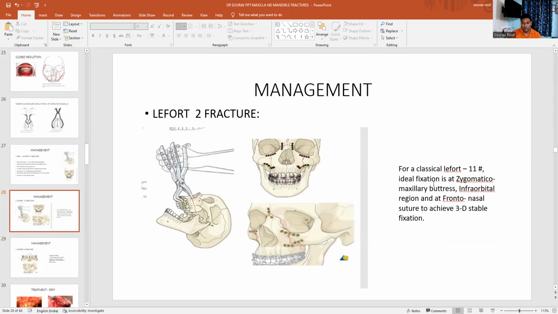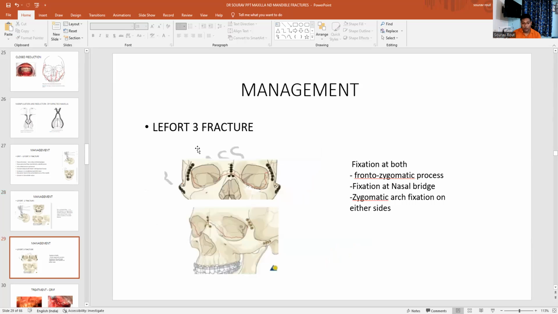Le Fort 2 fractures, similarly, we have to fix in the nasal region, nasal bone and infraorbital bone. You can see from this. And finally, the bilateral zygomatic buttress. Of course, we have to do this disimpaction of the impacted maxilla with the Rowe disimpaction forceps. Now going to Le Fort 3, fixation at both zygomatic processes, the fixation of the nasal bone bridge and zygomatic arch is done.